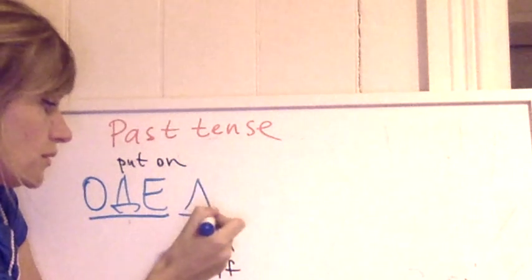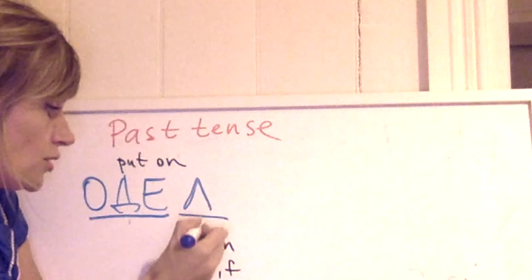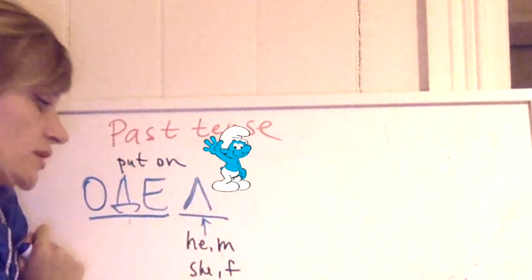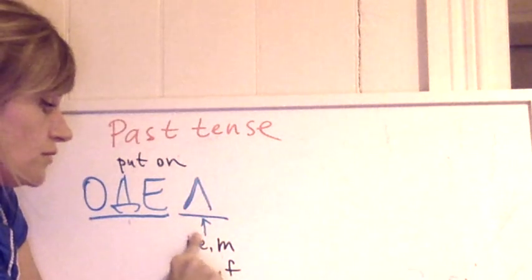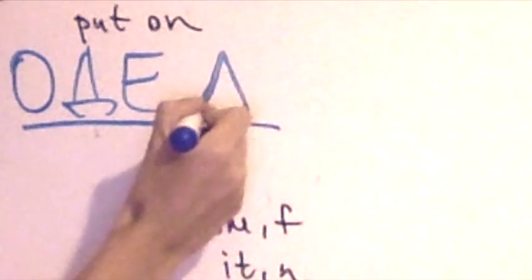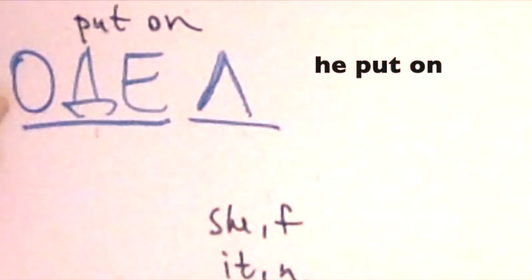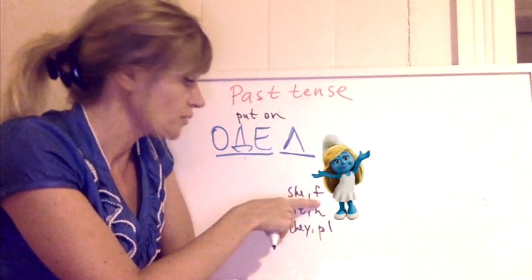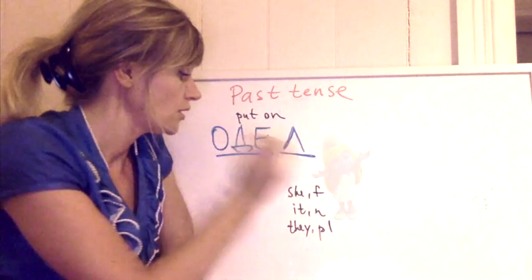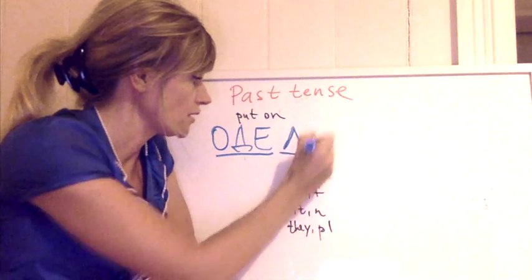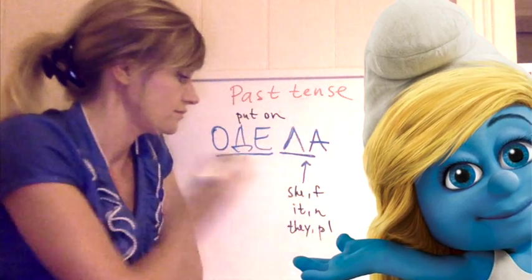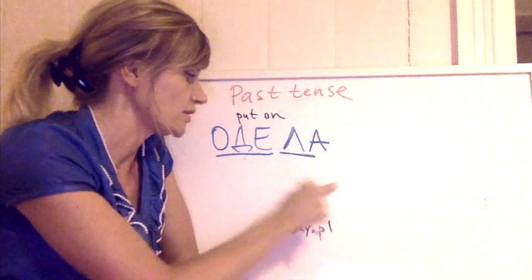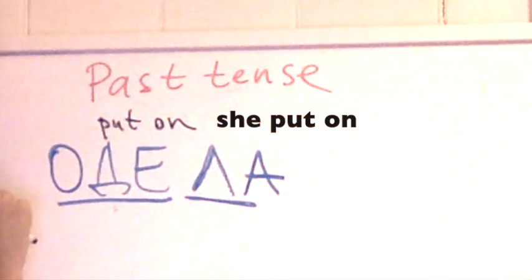It will become L. So he will come here as a letter L. And in Russian language, sometimes people don't even use it because it will live here. If it's a she or a word of feminine gender, she put on, it will come here as a la. Одела. So we don't need it either. We can use it, but not necessarily. We can just say одела, she put on.